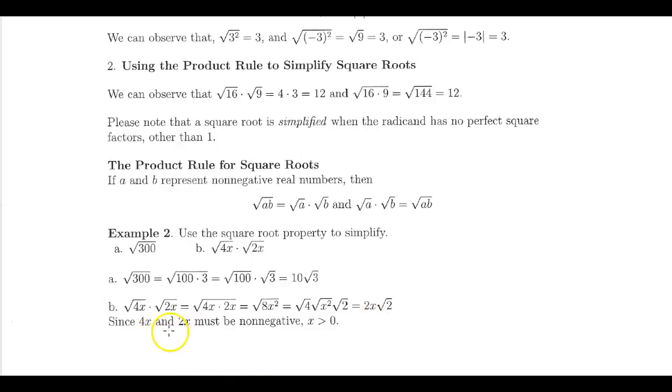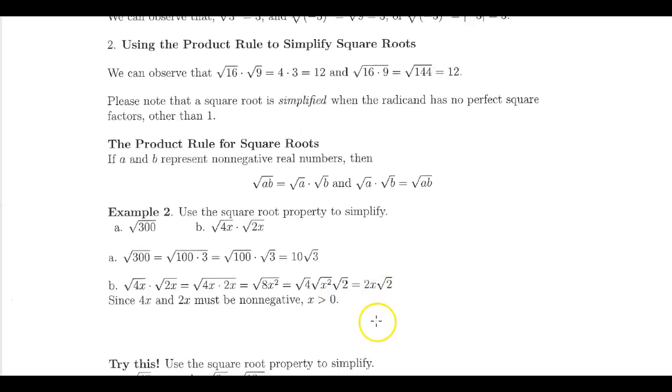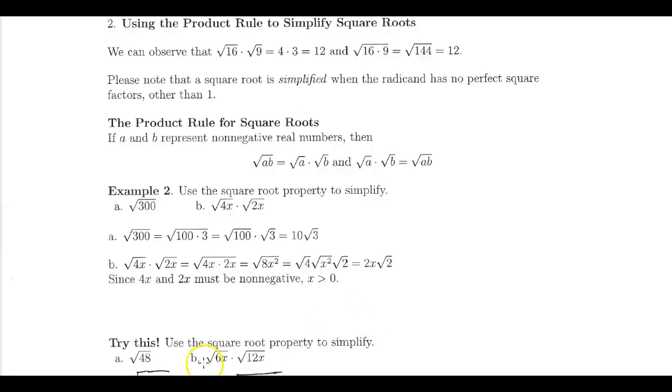In order to take these square roots, these radicands have to be positive numbers. So what's happening here is x must be a positive number. So when we take the square root, we just say x. We're assuming that x is a positive number here. So try these two problems, pause the video, and then come back to check your work.